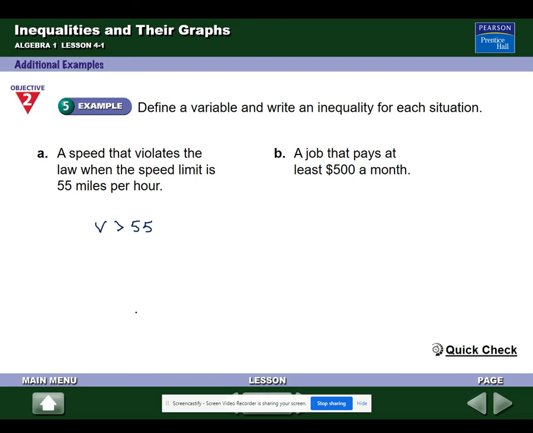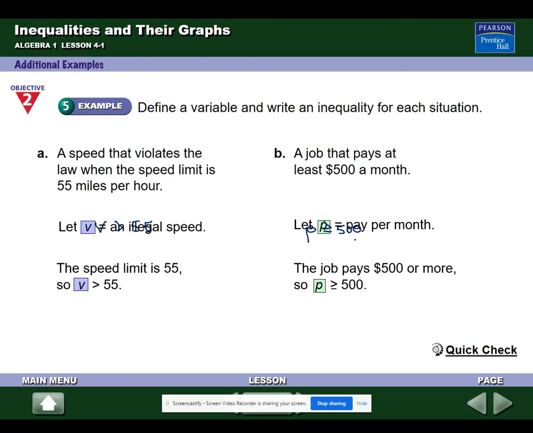How about the second example? A job that pays at least $500 a month, okay? So let's use P for pay. At least $500 per month. That would be inclusive of the 500. If I make exactly 500, then I have a job that makes at least 500. So you should hear the inequality and the or equal to in that example. A job that pays at least $500 a month. Yeah, they use V and P also. It's a good idea.